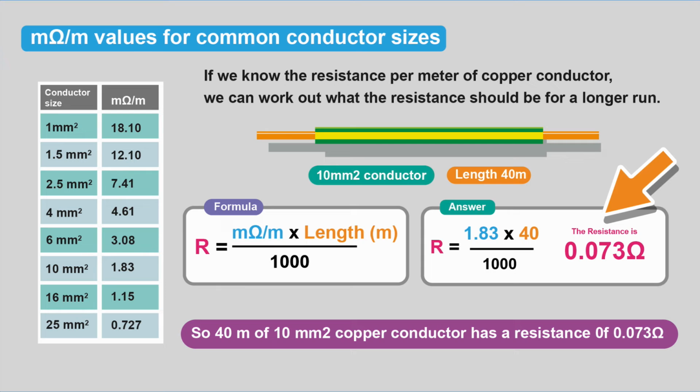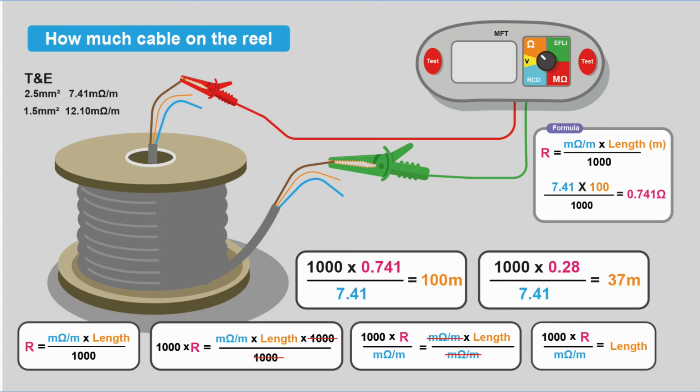All we had was the resistance, and it would be handy. Say this was a bonding conductor, and we had a resistance of 0.073. You'd be able to calculate how long that bonding conductor actually is. So we can transpose this formula to work out the length, and that can be really handy. The length of a bonding conductor, how much cable you've got left on a reel. So let's transpose for length.